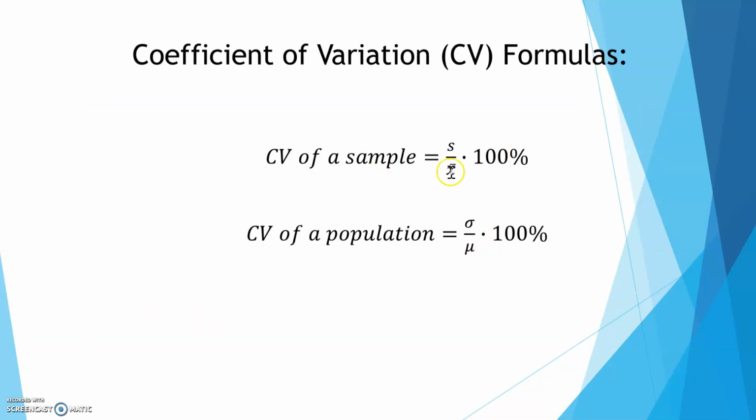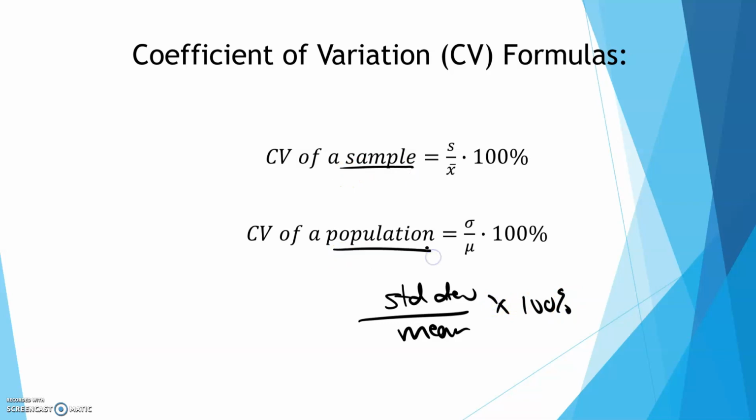This is your formula. These two things say the exact same thing. So this is your standard deviation for a sample, divided by your sample mean times 100%. This is your population standard deviation, divided by your population mean times 100%. So in essence, it's really just a standard deviation divided by the mean times 100%. It's just dependent on, did it come from a sample or did it come from a population?